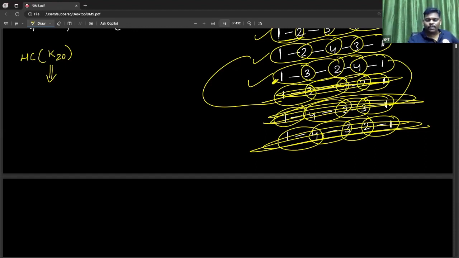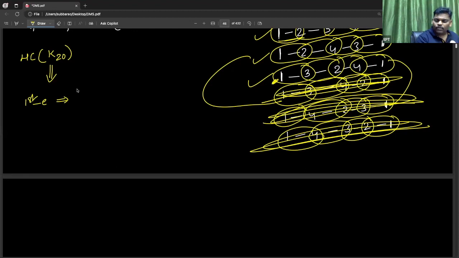Thank you so much for asking. If it is a directed graph, don't divide by 2, because 1, 2 is different and 2, 1 is different. Now can you help me: how many Hamiltonian cycles are there for K20? Listen, 20 vertices are there. For the first edge, go to one of the vertices. How many possibilities are there for the first edge?